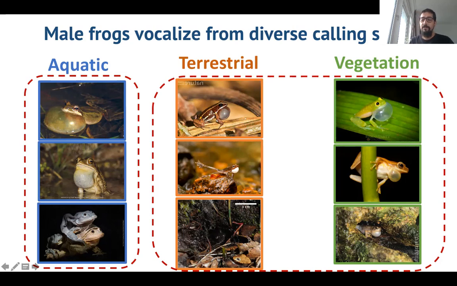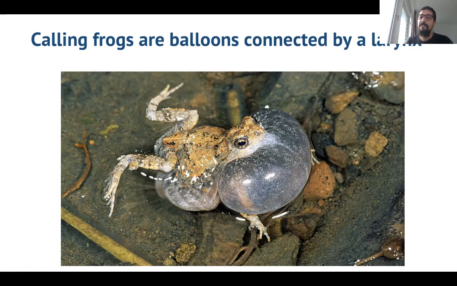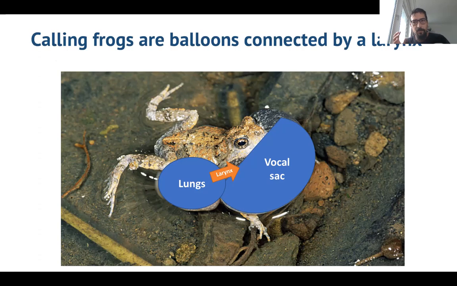And the inspiration for this study comes from studying this single frog, which is the Tungara frog. And if you look at it carefully, you will realize that a calling frog is no more than balloons connected by a larynx. So whenever the frogs push air out of the lungs into the vocal sac through the larynx, then the vocalization is produced.